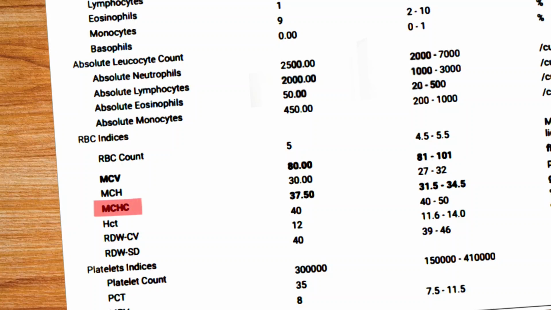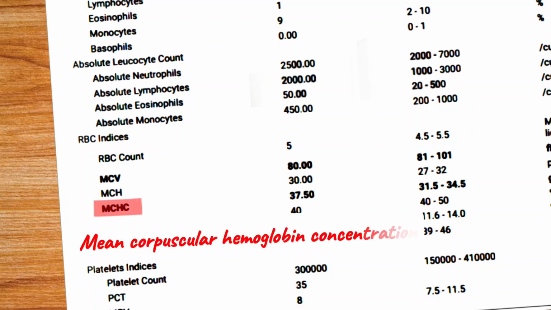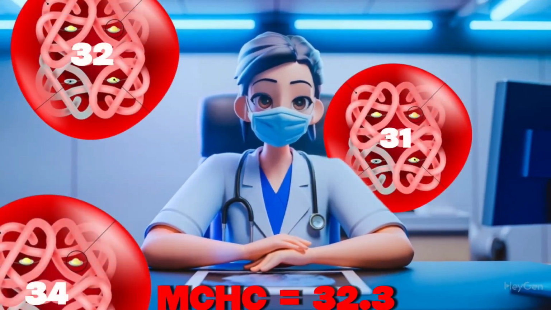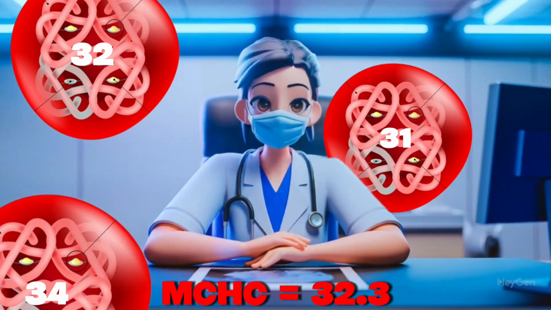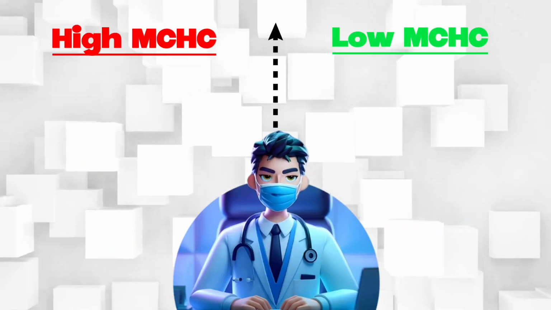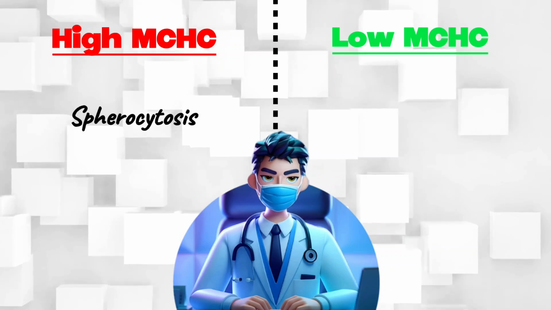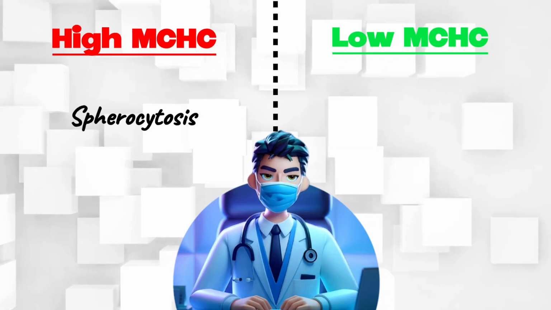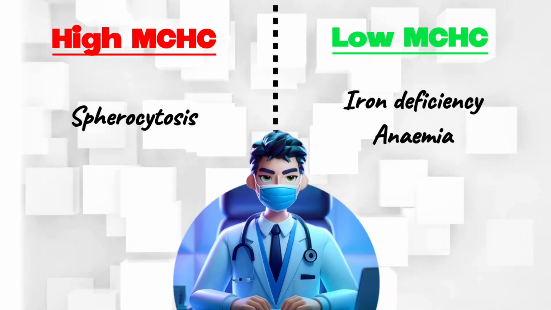MCHC stands for mean corpuscular hemoglobin concentration. The purpose of MCHC is to measure the average concentration of hemoglobin in red blood cells. And the normal range of MCHC is between 32 to 36 grams per deciliter. High MCHC could indicate spherocytosis or other conditions, and low MCHC is often linked to iron deficiency anemia.